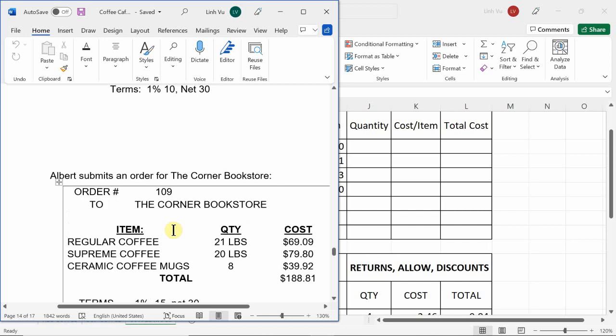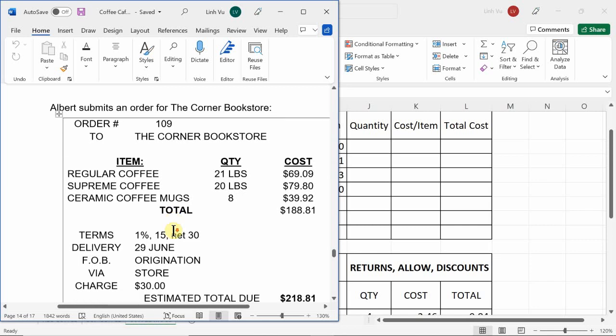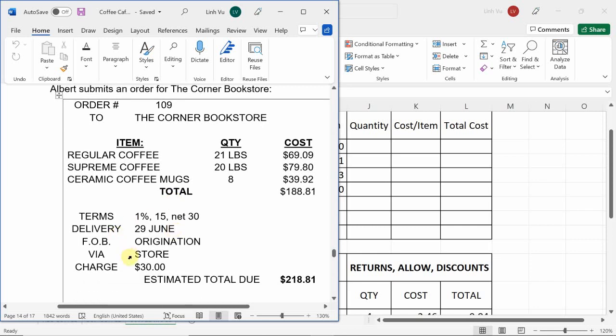So, Albert submits once again another order for the corner bookstore. Okay, sales order number 109, corner bookstore. They want to purchase some more coffee and some more mugs, right? The expected date to deliver to them is June 29.